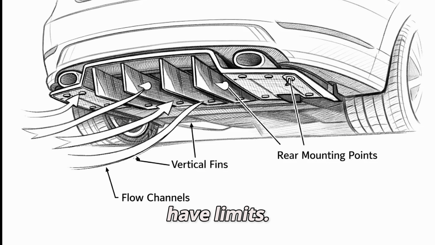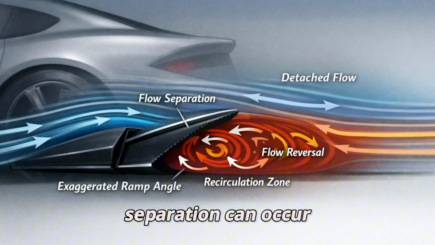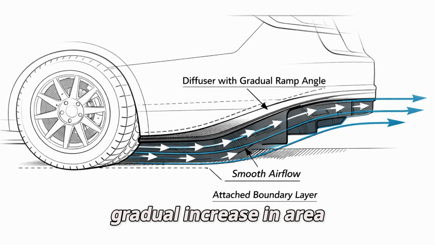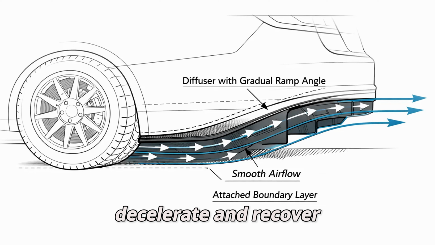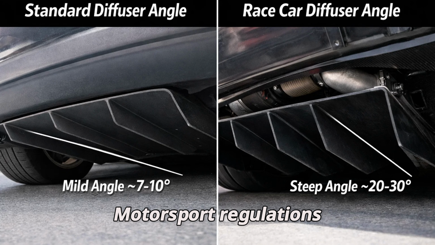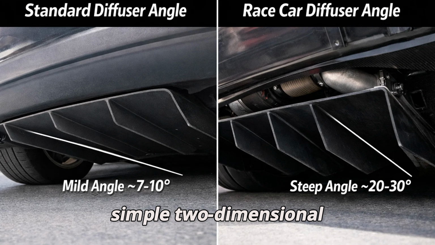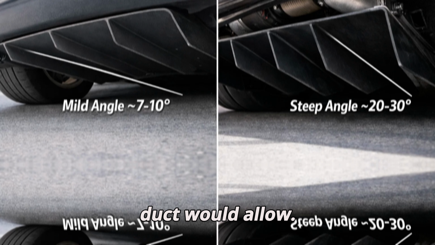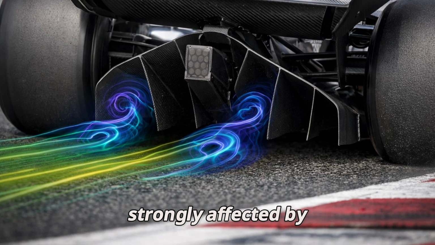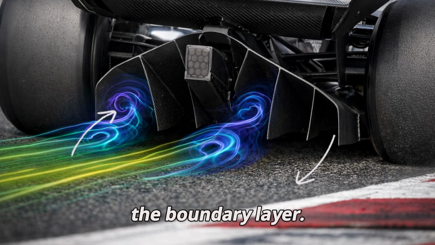But diffusers have limits. If the angle of expansion is too steep, flow separation can occur along the diffuser surface. In an ideal diffuser, the gradual increase in area allows the air to decelerate and recover pressure without detaching from the surface. Motorsport regulations and practical design often require diffuser angles that exceed what a simple two-dimensional duct would allow. This works because, under a car, the flow isn't isolated. It's strongly affected by the presence of the ground and vortices which help re-energize the boundary layer.